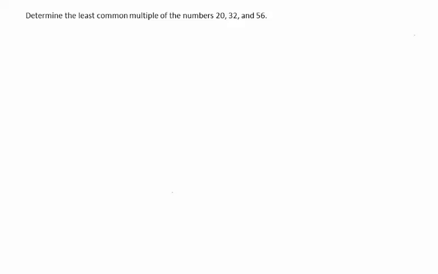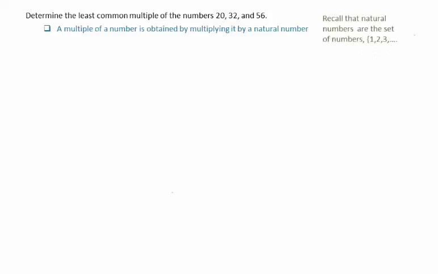Determine the least common multiple of the numbers 20, 32, and 56. A multiple of a number is obtained by multiplying it by a natural number. Recall that natural numbers are in the set of numbers 1, 2, 3, etc. As an example, 4 times 2 equals 8, and 4 times 3 equals 12. We can then say that 8 and 12 are multiples of 4.